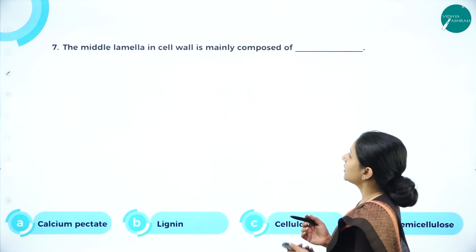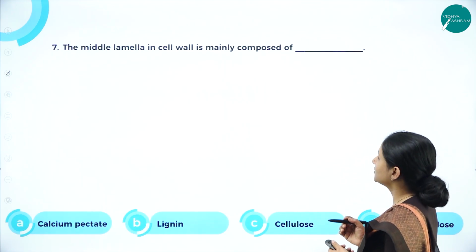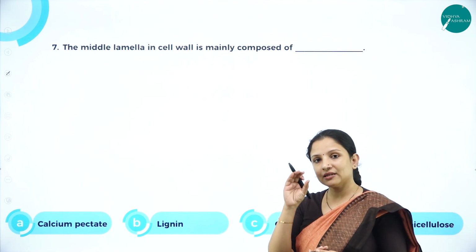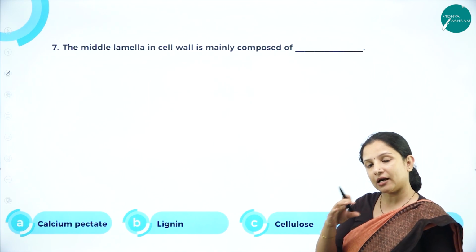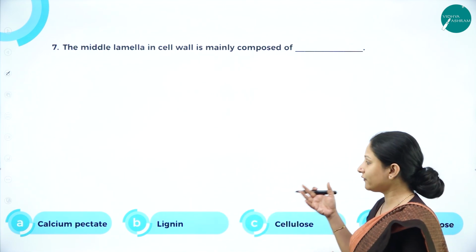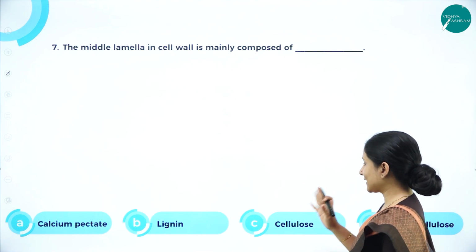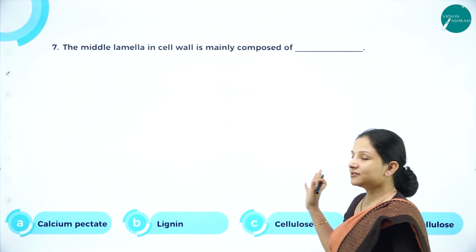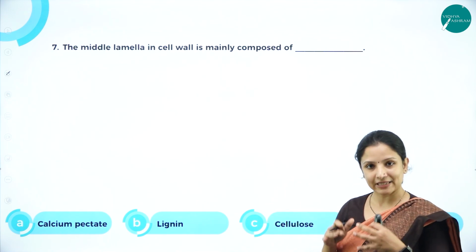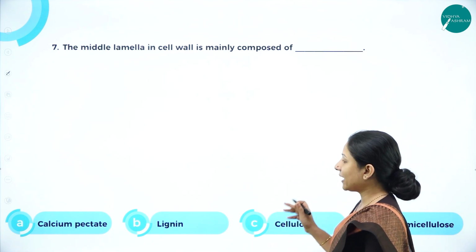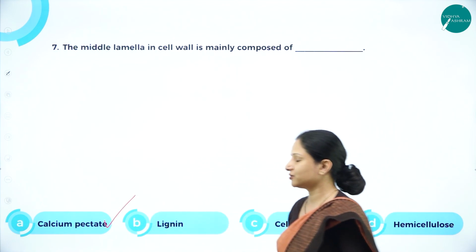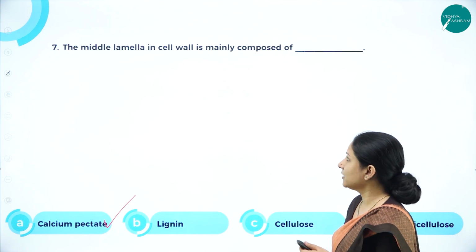The next question. The middle lamella in the cell wall is mainly composed of. We had studied, right? The middle lamella is where the plasmodesmata continue to form. So the middle lamella is made up of what compound? Is it calcium pectate, lignin, cellulose, hemicellulose? Cellulose, hemicellulose and all that are present in the plant cell wall. But the middle lamella in the plant cell wall is mainly made up of calcium pectate. So therefore, option A is the right answer here.